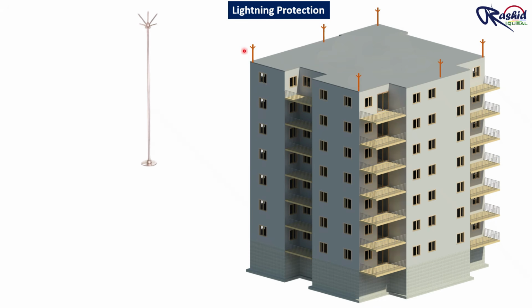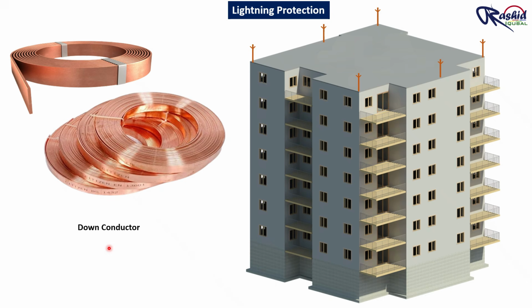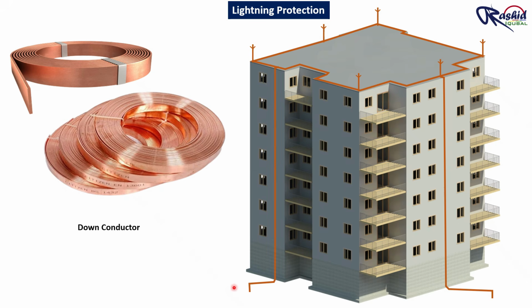Number 1, air terminal. These are rods or conductors installed at the highest point of the building, usually on the roof. Their main job is to capture the lightning strike safely before it can hit the building itself. Number 2, down conductor. Once the strike is captured, the current needs a safe path to travel down. That is the role of down conductors. These are metallic strips or cables that connect the air terminal to the ground.